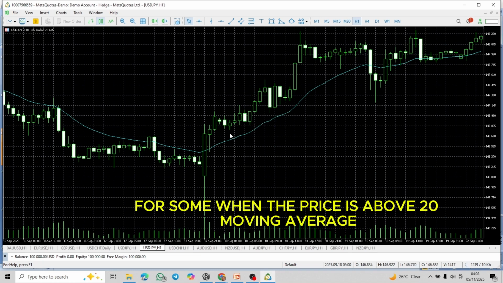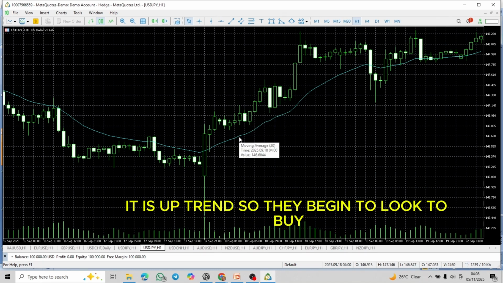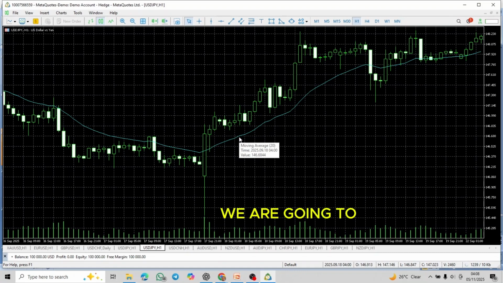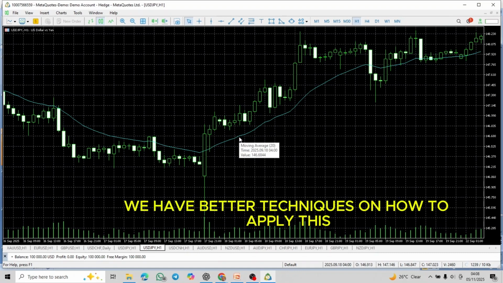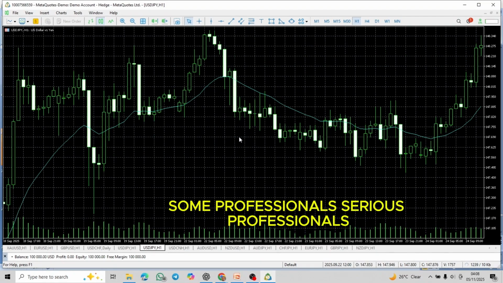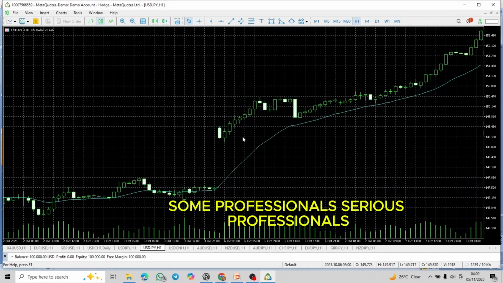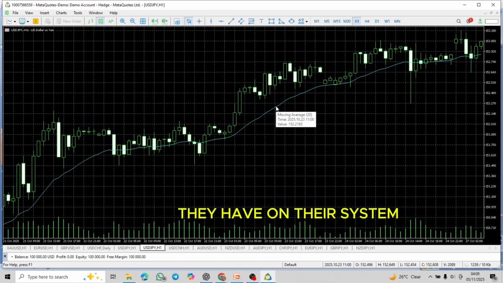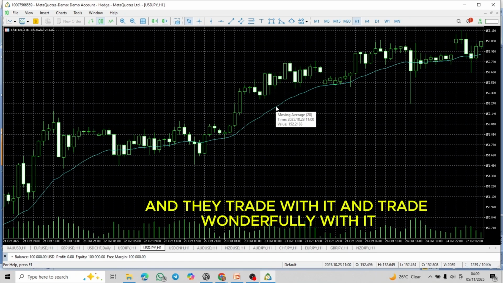For some, when the price is above the 20 moving average, it is an uptrend, so they begin to look to buy. I am not saying that you should do that. We have better techniques on how to apply this. Some professionals, serious professionals, this is the only moving average they have on their system, and they trade with it and trade wonderfully with it.